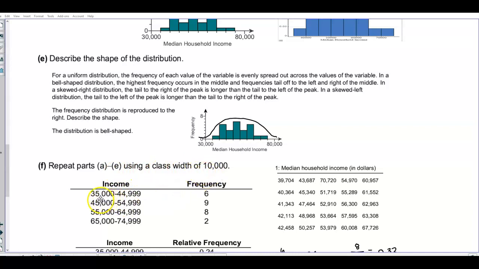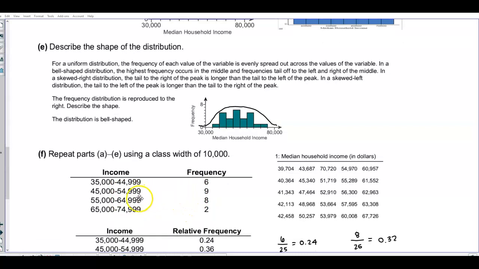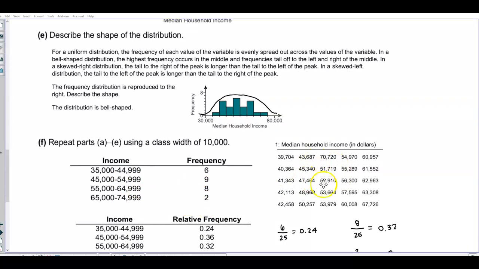So now we're going to go from 35,000, and the next lower class limit is going to be 45,000 because our class width is 10,000, down to 55,000 and 65,000. So we're going to repeat the same steps. If we look at the numbers between 35,000 and 44,999, we're going to get 6 for the frequency, and then 9 for the second class, 8, and then 2. So again, we're going to do the same thing we did in the first step, but with these different classes with the class width of 10,000.